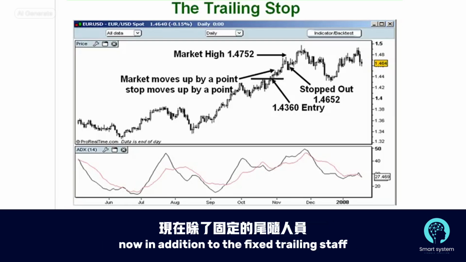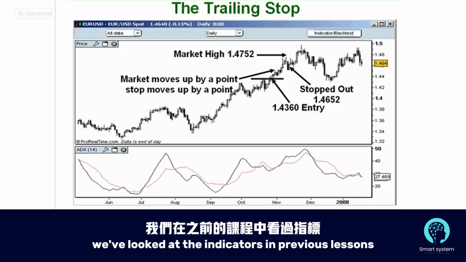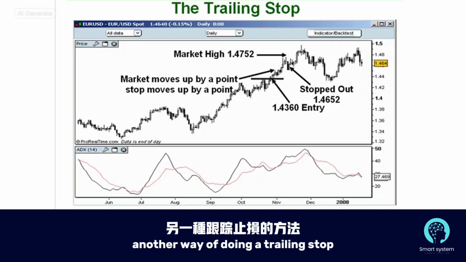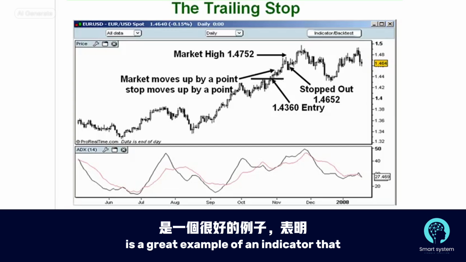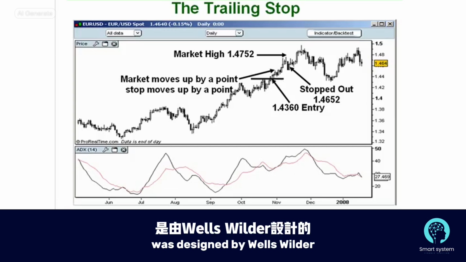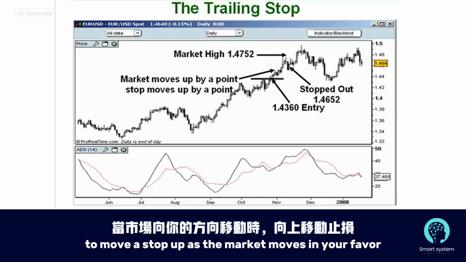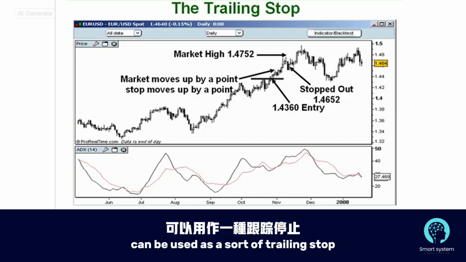Now, in addition to the fixed trailing stop, which we've looked at here, there are a couple more. We've looked at the indicators in previous lessons, so I'm not going to go over the charts here. Another way of doing a trailing stop would be based off of indicators. The parabolic, as I mentioned in last lesson, is a great example of an indicator that was designed by Welles Wilder exactly for this purpose, to move a stop up as the market moves in your favor. All of the other indicators that we've studied can be used as a sort of trailing stop, as we touched on in last lesson.